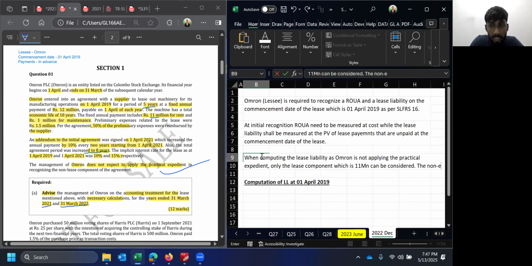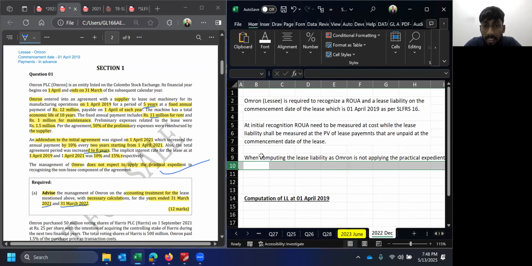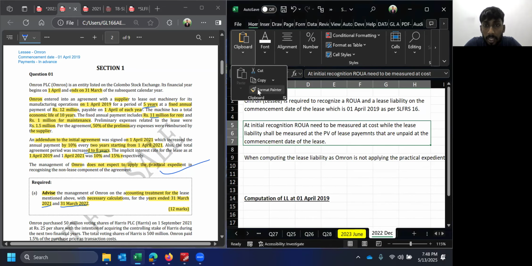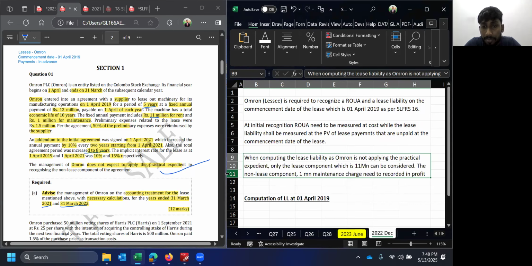The non-lease component, 1 million, the maintenance charge, needs to be recorded in profit or loss in each year. Is that right?